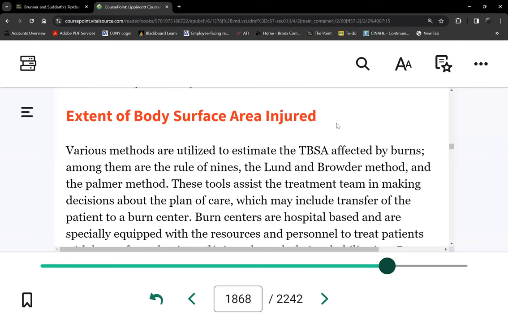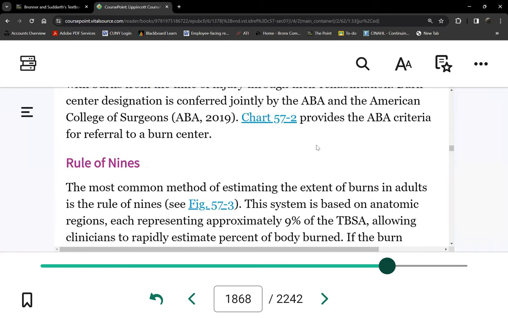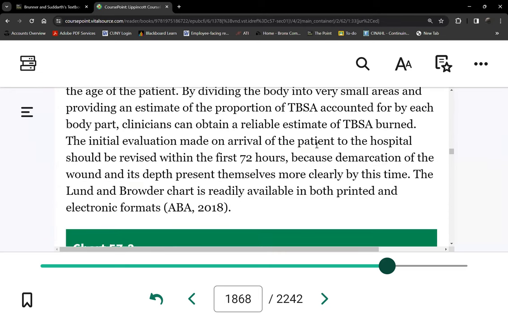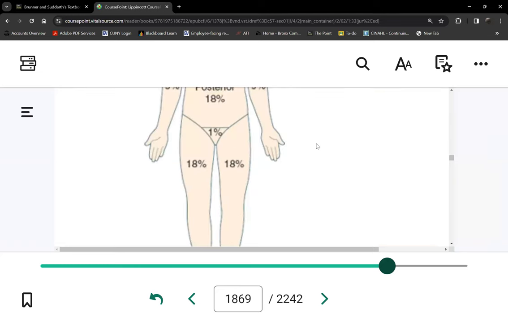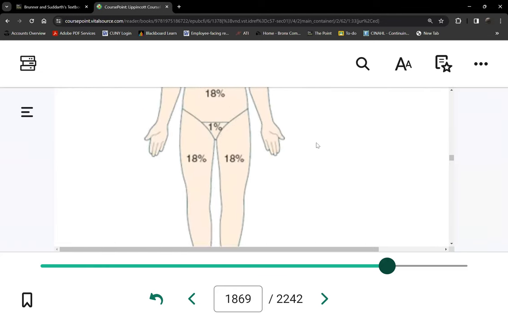Let's go now to the extent. As I mentioned earlier, we will use only the rule of nines. We will not use the Lund and Browder method. It is just way too detailed and a bit difficult to memorize. Here's the rule of nines. We only have a picture of the rule of nines, which is perfect.